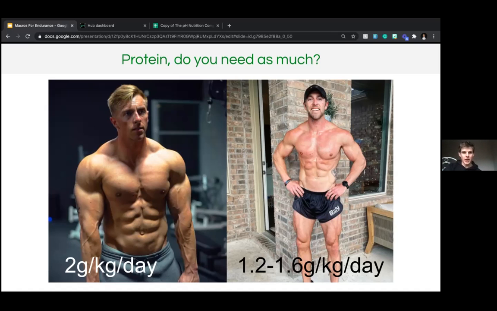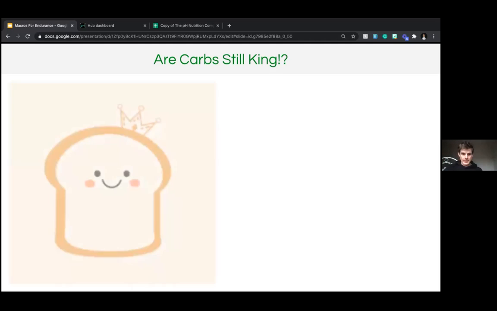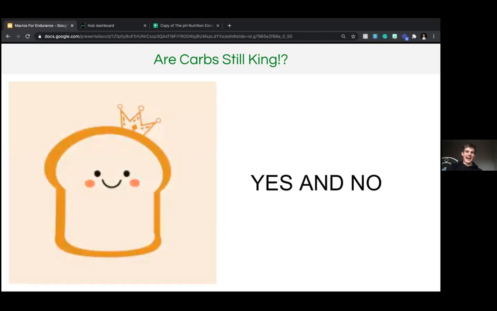So we're going to start off with carbs. And are they still king ultimately? Because for a long period of time, carbs have always been said as, hey, you need to eat loads of carbs to perform at your best. And with regards to carbs still being king, the answer is yes and no, but probably more yes.